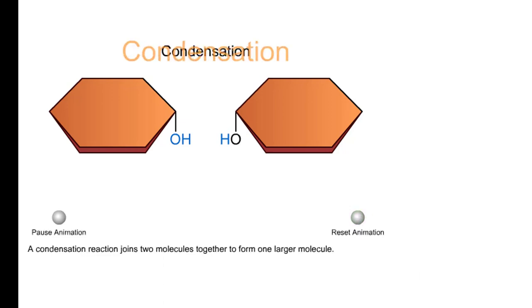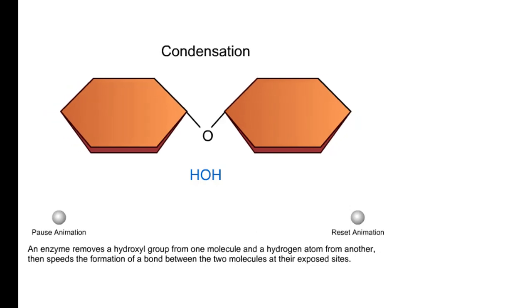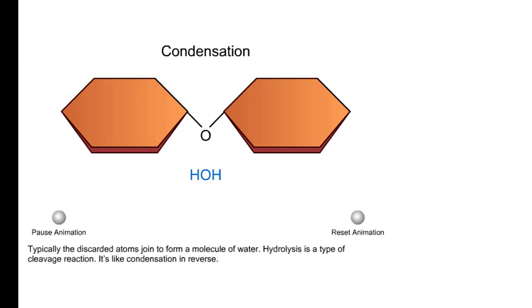A condensation reaction joins two molecules together to form one larger molecule. An enzyme removes a hydroxyl group from one molecule and a hydrogen atom from another, then speeds the formation of a bond between the two molecules at their exposed sites. Typically, the discarded atoms join to form a molecule of water.